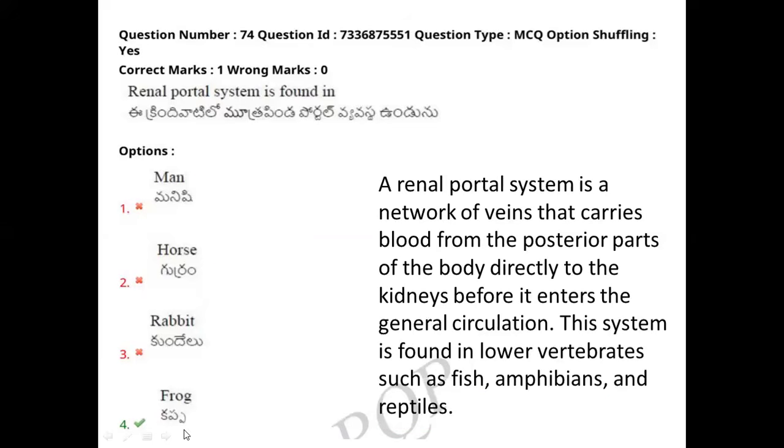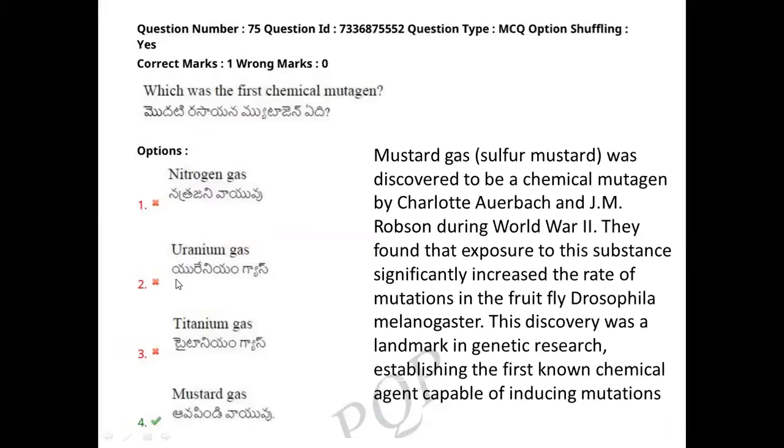fishes, amphibians, and reptiles. In the examples given here, frog is an amphibian. Next, which was the first chemical mutagen? The first chemical mutagen which was identified was mustard gas. We also call it sulfur mustard. Remember the two names, mustard gas or sulfur mustard.